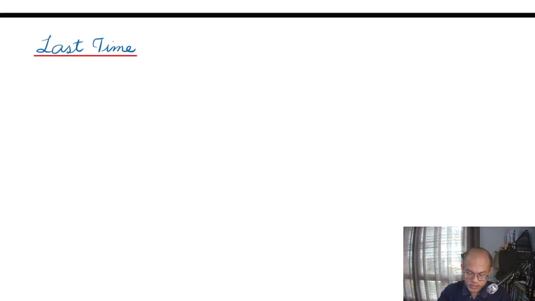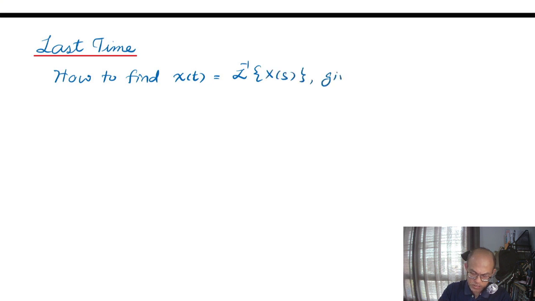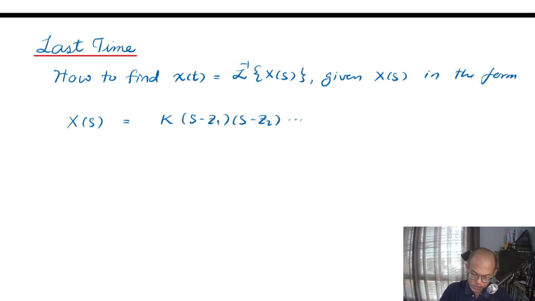So last time we were talking in the lecture about how to find the inverse Laplace transform, how to find x of t, which is the inverse Laplace transform of X(s), given the Laplace transform of X(s) in the form X(s) equals K (s minus z1)(s minus z2) all the way through (s minus zm) divided by (s minus p1)(s minus p2) all the way through (s minus pn).